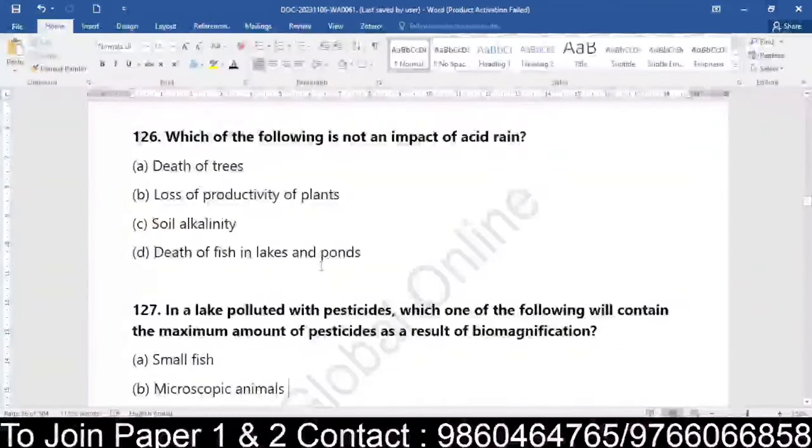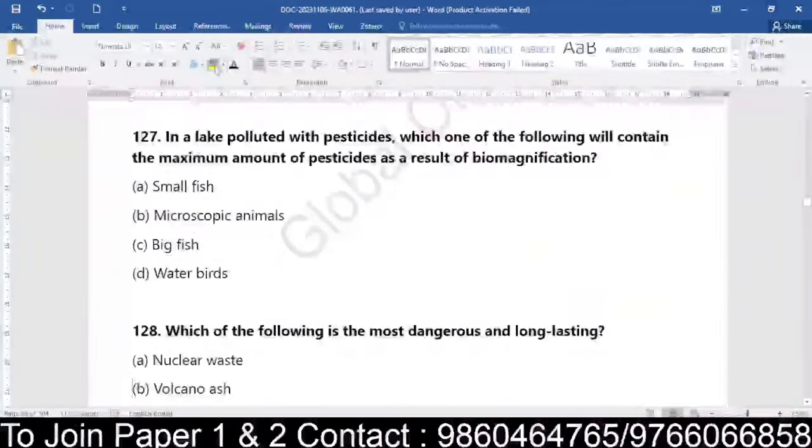I have not yet got any answers, so just be quicker, faster. The one which is not an impact of acid rain is basically soil alkalinity. Soil alkalinity is something which is not a form of acid rain, right? Now, coming to question number 127.